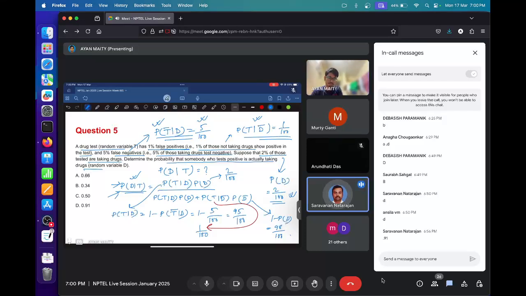So what you have computed in the denominator is probability of T actually. Yes, probability of T can be split into two components, otherwise you cannot find out probability of T.